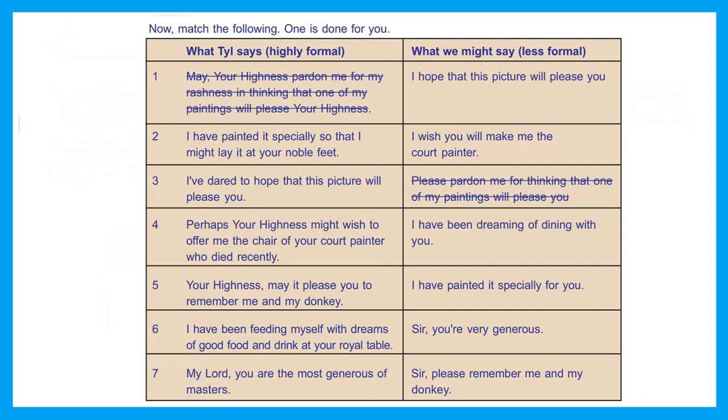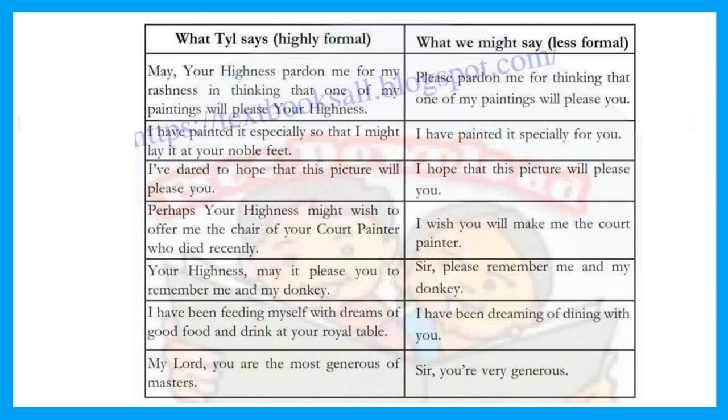Now match the following. What Tile says, highly formal. What we might say, less formal. We already discussed the first sentence. Second one: I have painted it specially so that I might lay it at your noble feet. Less formal: I have painted it specially for you. I have dared to hope that this picture will please you. Less formal: I hope that this picture will please you.